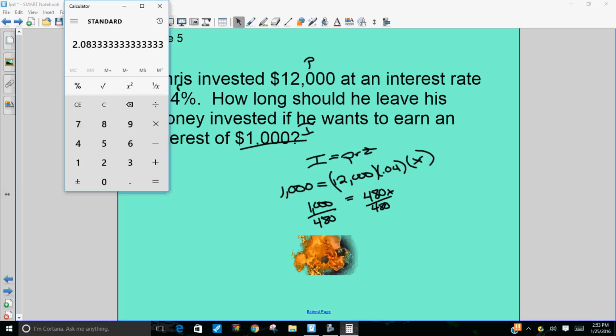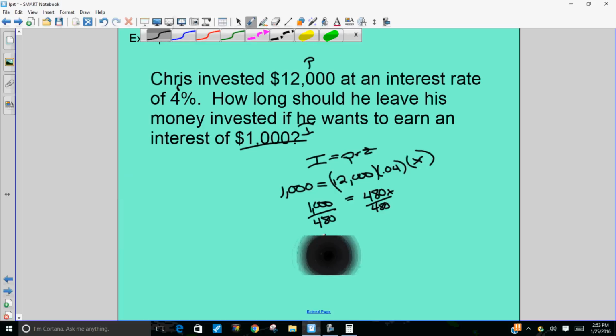So we'll have, for this one, 2.08, and that's our time in years. So a little bit over 2 years. 2.08. Alright.